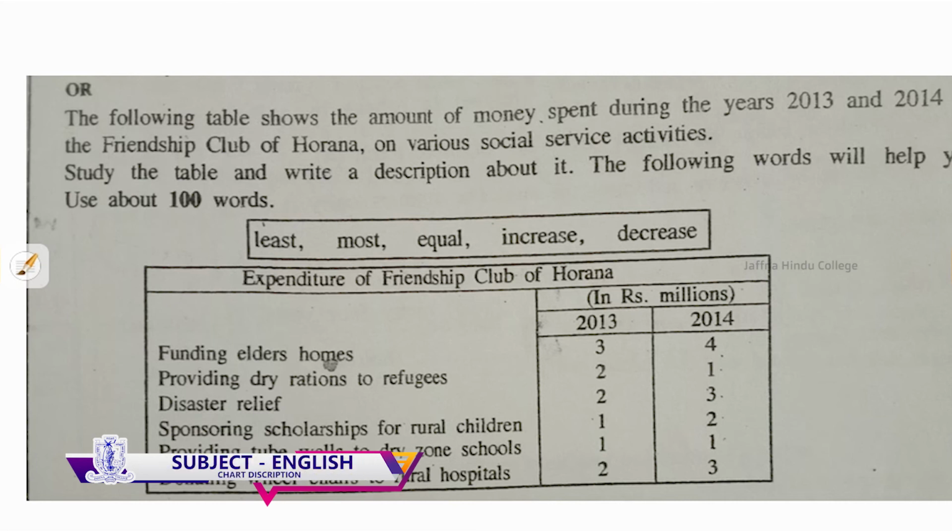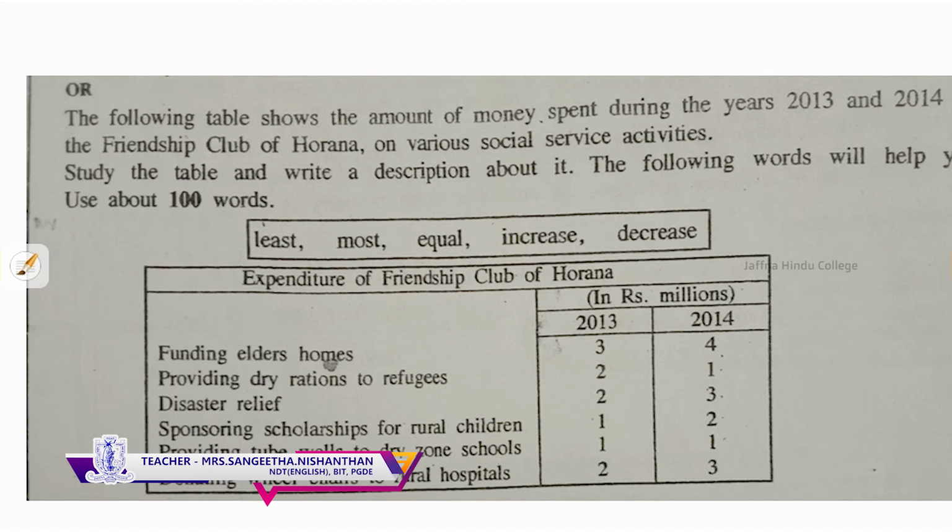Right. The expenditure of the Friendship Club of Horana. What are the expenditures that occurred? Funding elders' homes, providing dry rations to refugees, disaster relief, sponsoring scholarships for rural children, providing tube wells to dry zone schools, and donating wheelchairs to rural hospitals. These are the activities on which they spent money. And here, in which year did it happen? In 2013 and in 2014.